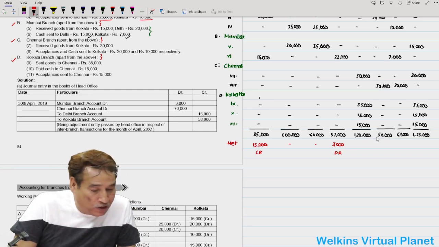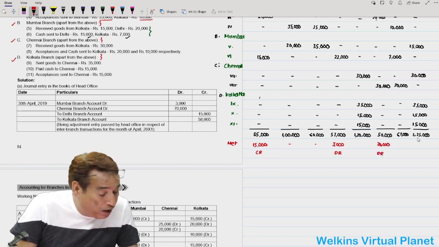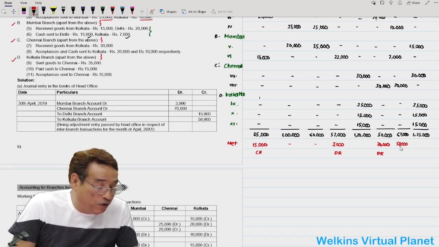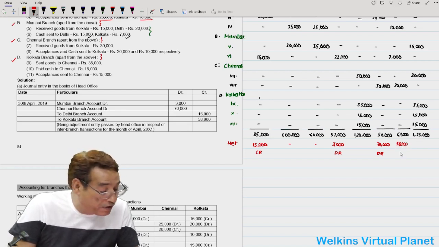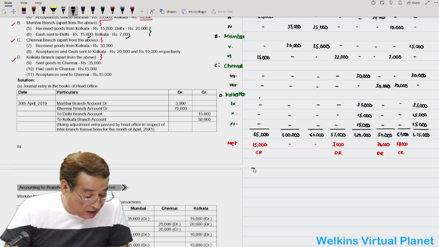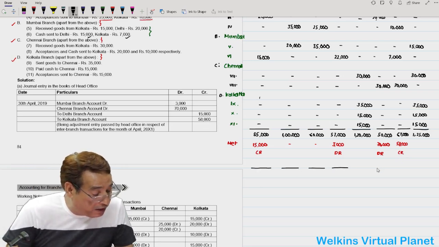Similarly, as far as Chennai is concerned, the balancing figure is towards the credit side, but it will be termed as debit balance because debit side is more. And in case of Kolkata, we find 58,000 balancing figure coming towards the debit side, because credit side is more, so this will be known as credit balance. Once you are done with the balancing, now all you have to do is to pass an adjustment entry.